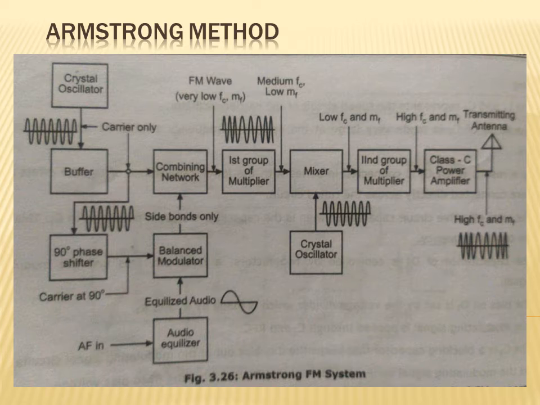Next one, it is the function of buffer. Buffer amplifies and stores the signal. Then it is applied to the combining network and 90-degree phase shifter. The output of buffer is applied to the combining network as well as the 90-degree phase shifter.